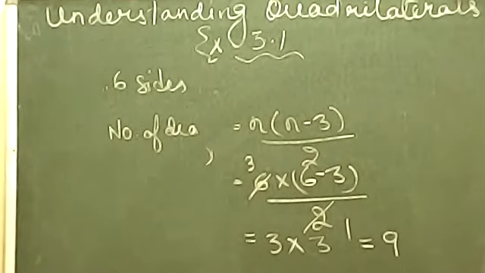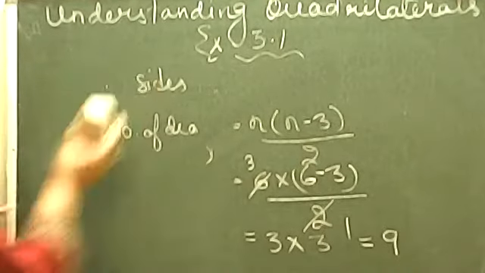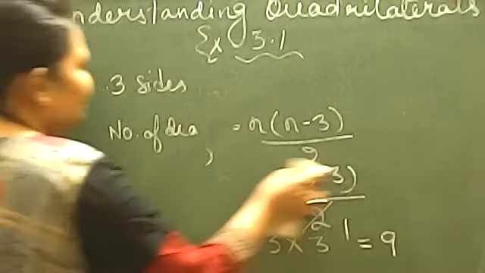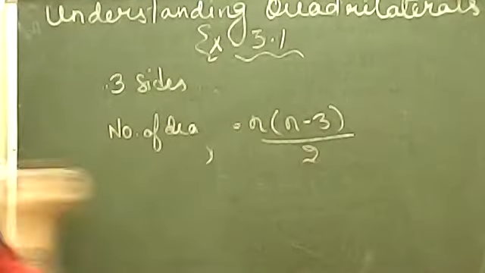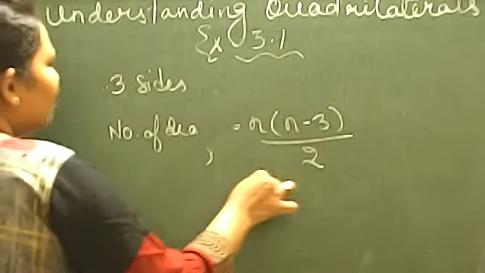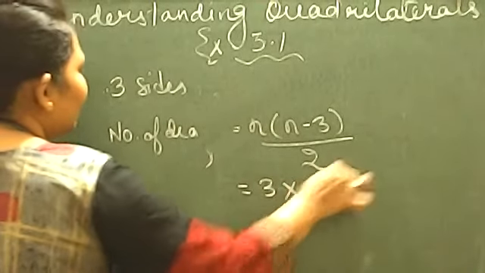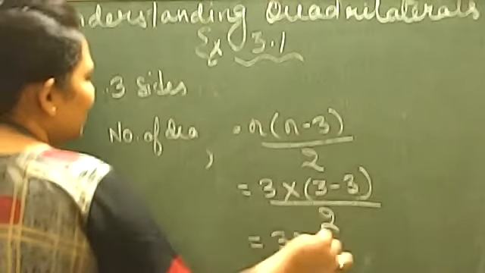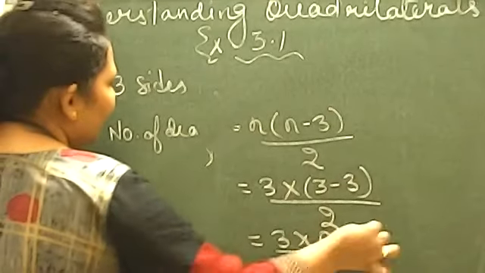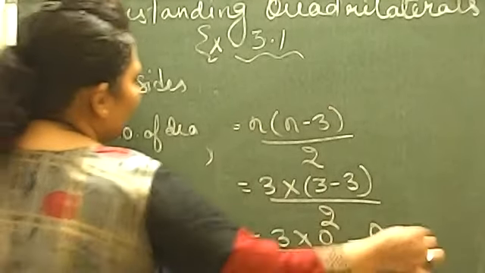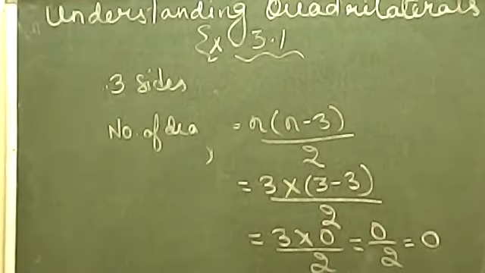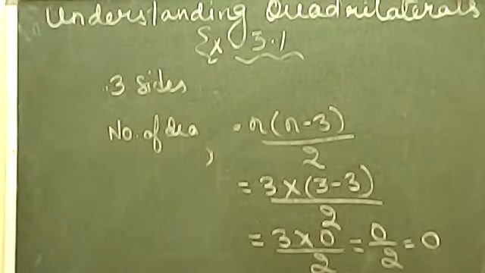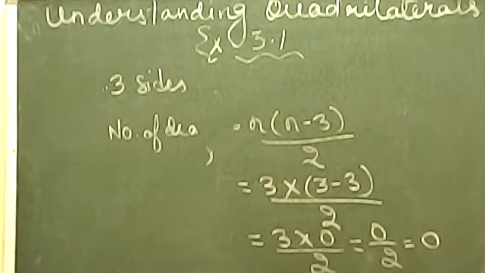Now the next question is a triangle. Triangle has no diagonal beta. Triangle has 0 diagonals. Now let us prove it. See, wherever you have n, you will place 3. So this is 3 multiplied by 3 minus 3 upon 2. So this is simply 3. 3 minus 3 will give you 0. Now you know any number multiplied by 0 gives you 0 only. So the answer will come only 0 diagonals. So remember in question number 2, you just need to find out what are the diagonals in these figures.